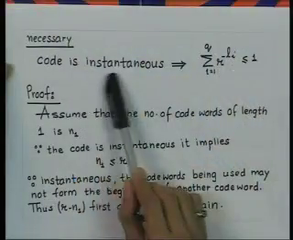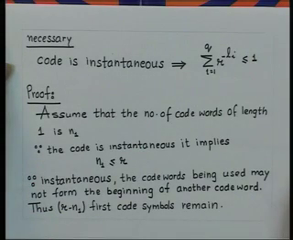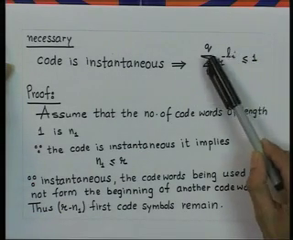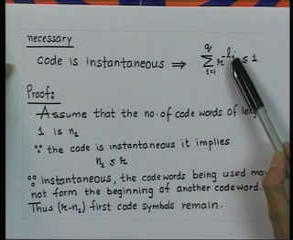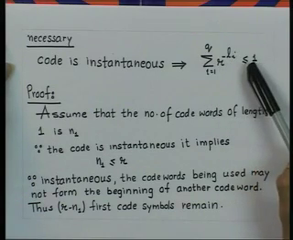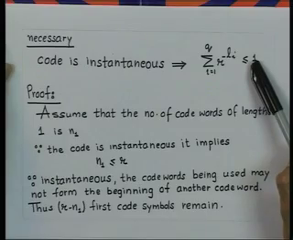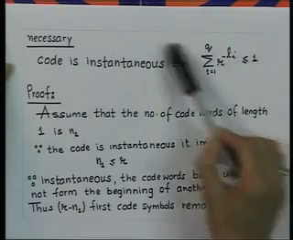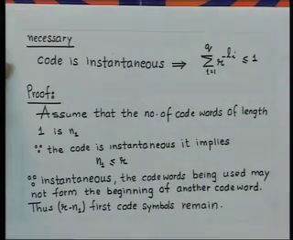We have looked at the proof of the sufficient part of the Kraft inequality. Now, we look at the proof for the necessary part of the Kraft inequality. The necessary part of the Kraft inequality says that if the code is instantaneous, then it implies that the summation of r^(-Li) from i equals 1 to q is necessarily less than or equal to 1. Let us try to prove this relationship.